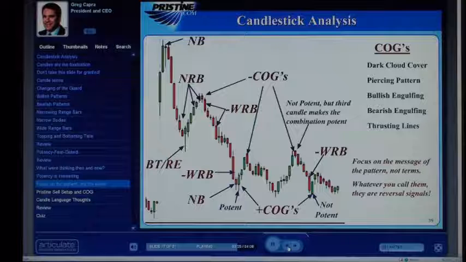Prices then retrace and you get another changing of the guard, and then you begin to see a bottoming process occur. Notice the various changing of the guards and the retracements. There is a reversal pattern up there with a third candle making the combination potent. As prices retrace back down to the low again, we did get a reversal down at that low, but we're going to define that as not being potent because it did not retrace and close more than 70% into that prior candle. And it says focus on the message of the pattern, not the terms. Whatever you're going to call them, they're reversal signals.